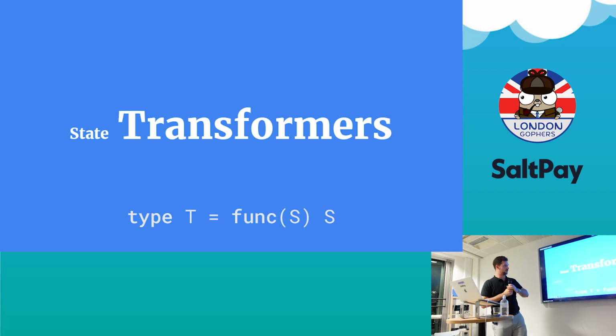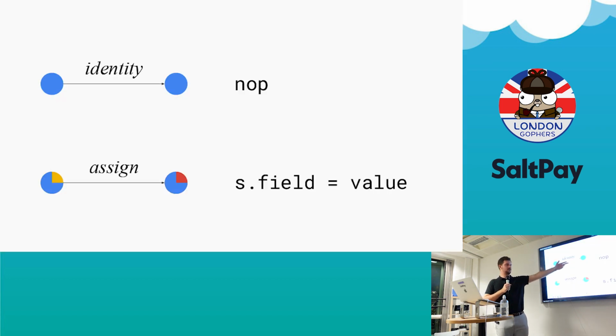Now talking about state transformers. What is a state transformer? So given some state space S of a function, as defined before, a state transformer can be defined as a type T that just takes a state space and returns one. For example, the trivial ones: identity or no-op, right?